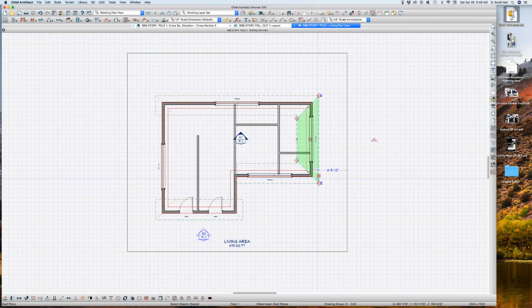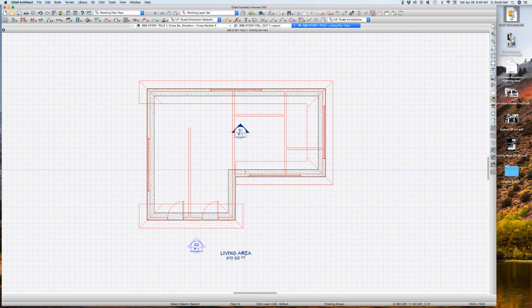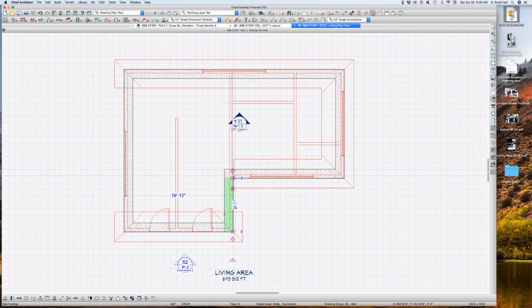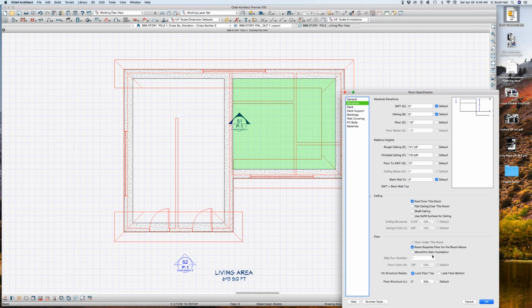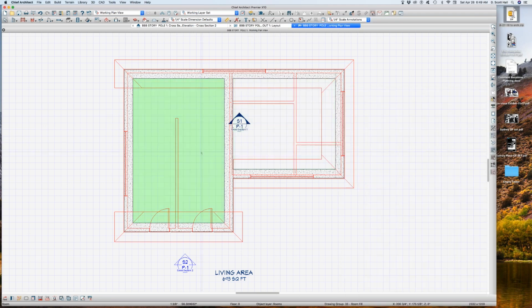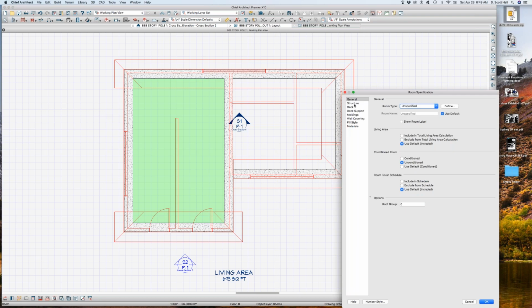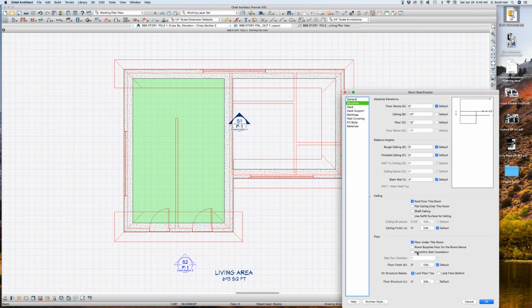I guess I don't know. I don't know how to do these. How do you guys do this stuff? What is this? This room here is a structure. Yeah, room supplies floor for the room above, and this over here is. I do this manually. I can do it in my sleep. I've done it so many times. Floor under this room. Okay.